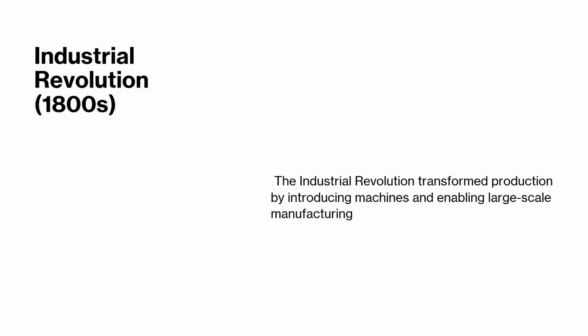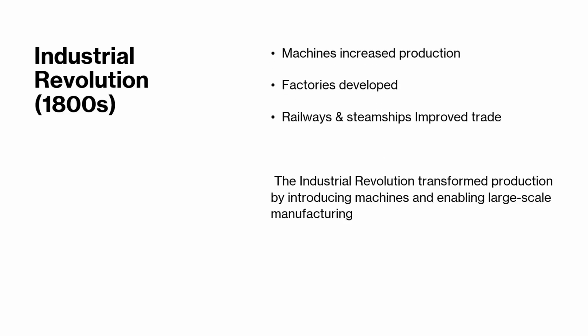Industrialization marked a major turning point in production history. Mechanization replaced manual labor, significantly increasing productivity and efficiency. Innovations such as the steam engine, railways and steamships reduced transportation costs and expanded markets beyond local boundaries. This period laid the foundation for large-scale industrial production and the early globalization of trade.